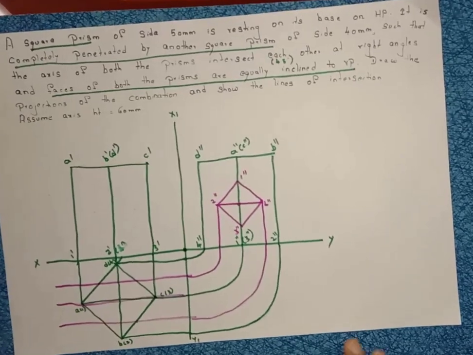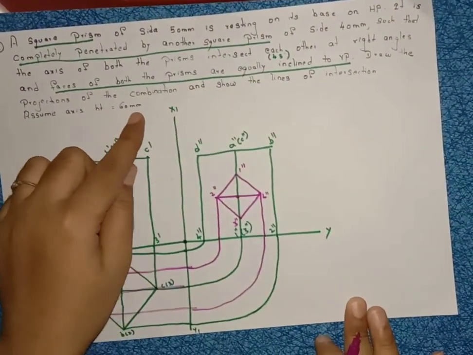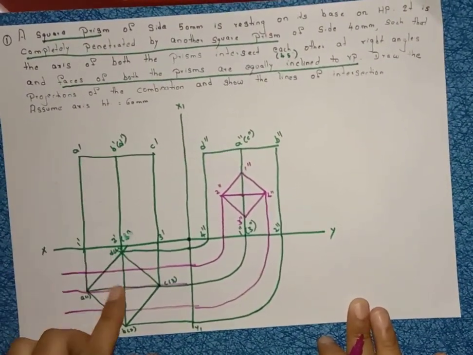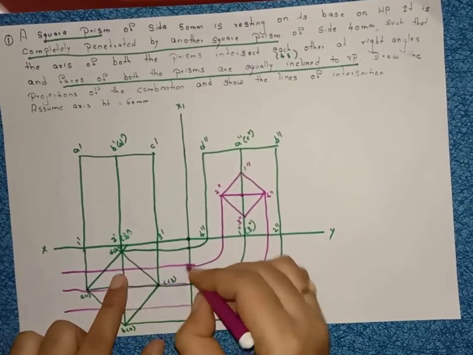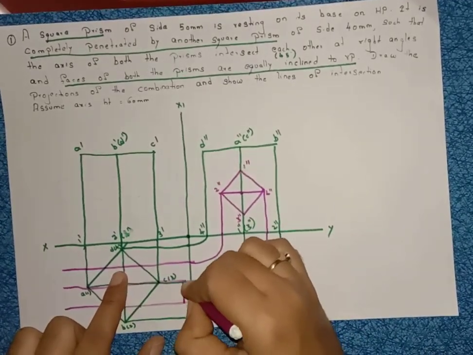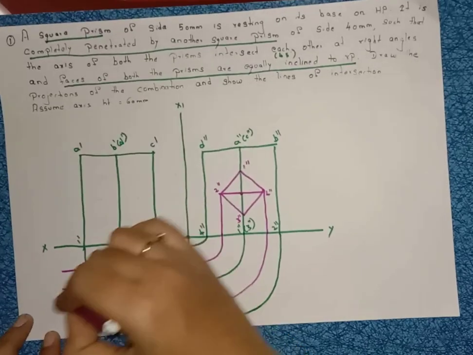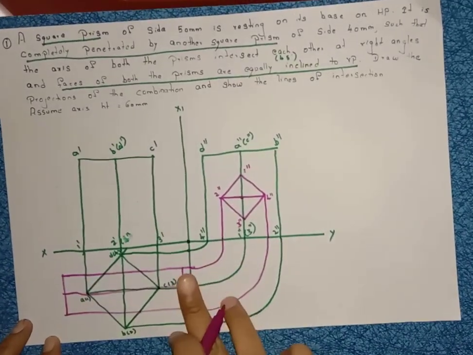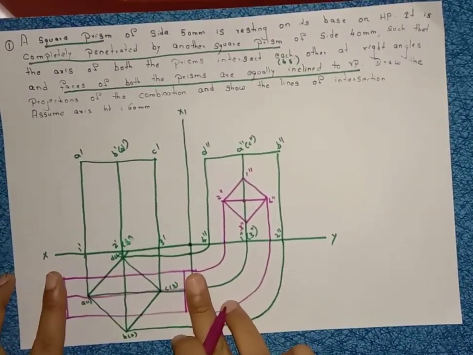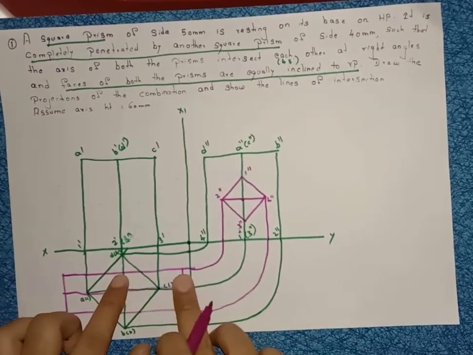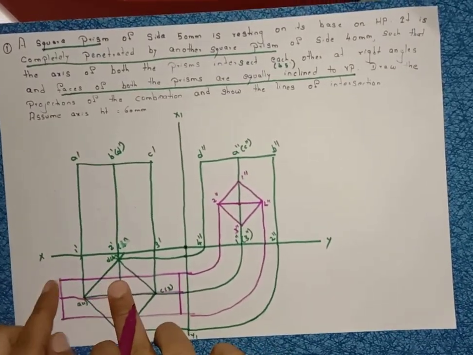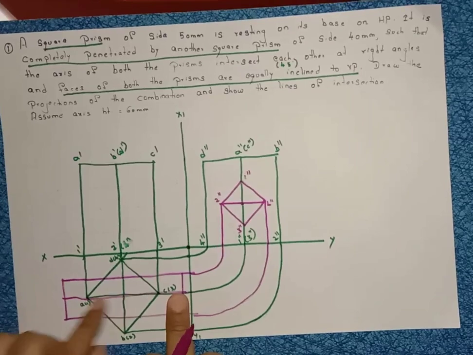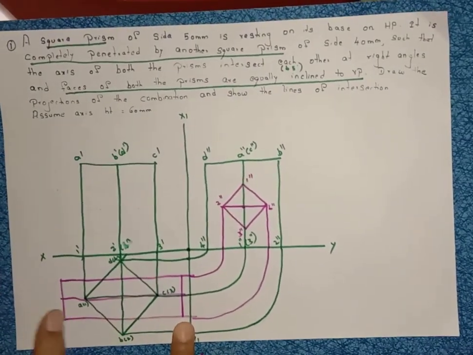After that, the axis height is 60 mm. This is the midpoint line. From here I am marking 30 mm distance, and from here 30 mm distance. Total axis height here is 60 mm. From this point I am taking 30 mm, from this point 30 mm. From this point 30, 30, 30, 30, 60 mm.